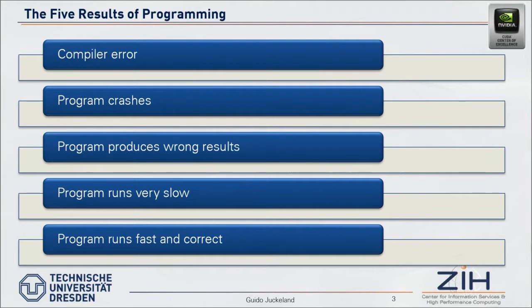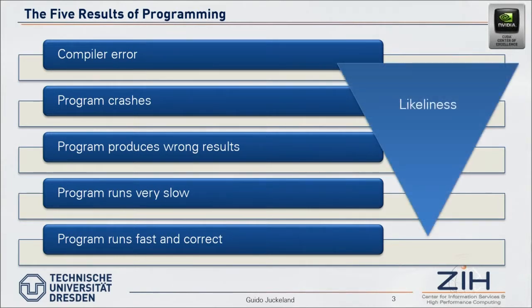Then if you're programming, there are typically 5 results you're getting. First you get compiler errors, which is what happens to me all the time. Then your program crashes, could also go out. Number 3, program produces wrong results. Number 4, program runs, results are correct, it's just painfully slow, and you have no idea why. And then number 5, program runs fast and correct. Unfortunate thing is that the likeliness is going this way. So to kind of help you getting to the point where you want to be, which is down there, performance tools can help.